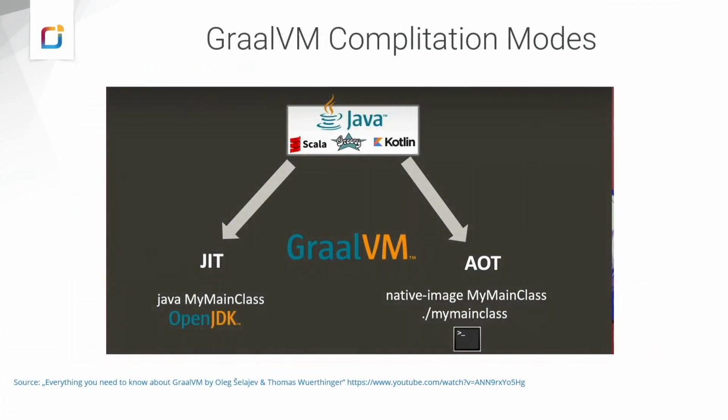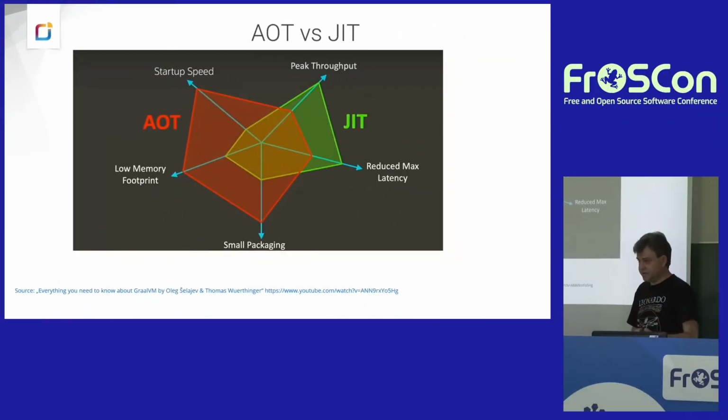In general, GraalVM gives you the option to use the just-in-time compiler, because GraalVM is not only for the serverless microservices world, but also has advantages for normal Java server applications. And of course, the trade-off is different. The standard just-in-time approach is optimized for peak throughput, reduced maximal latency, and so on. This is for a long-running application. Ahead-of-time compilation optimizes for startup speed, which is important for serverless, low memory footprint as well, and also small packaging. So all this contributes to cost reduction and performance increase in the serverless world.